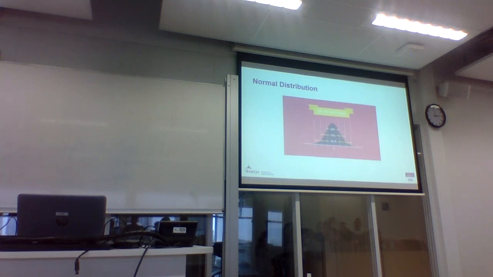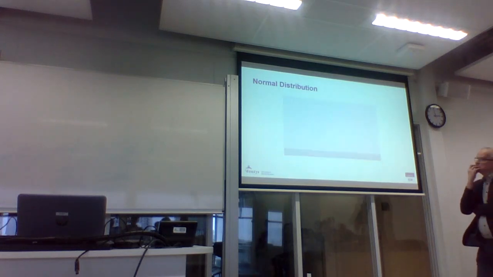The 68, 95, 99.7 rule is a great way for approximating the areas of a normal distribution. And this works for any normal distribution, no matter what shape and size. So let's do some practice.